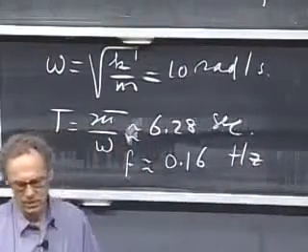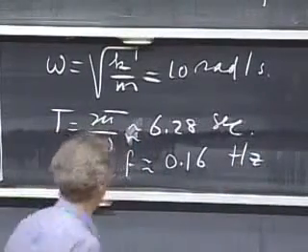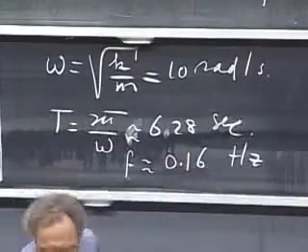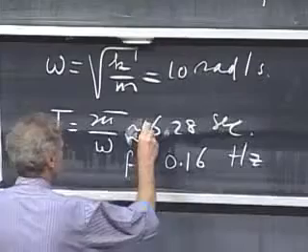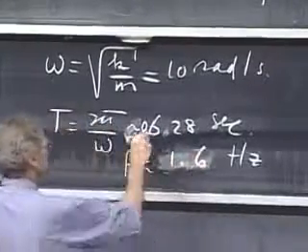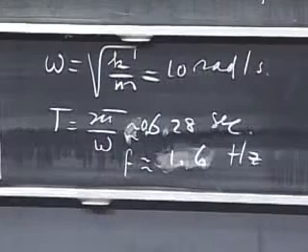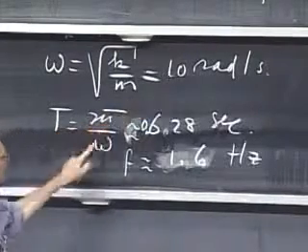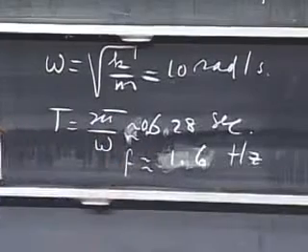So just to get some numbers. 1.6 hertz, sorry. This is not my day. This is 0.628, and this is 1.6 hertz. 2 pi divided by omega, you can see this is 10. 6 divided by 10 is about 0.6.